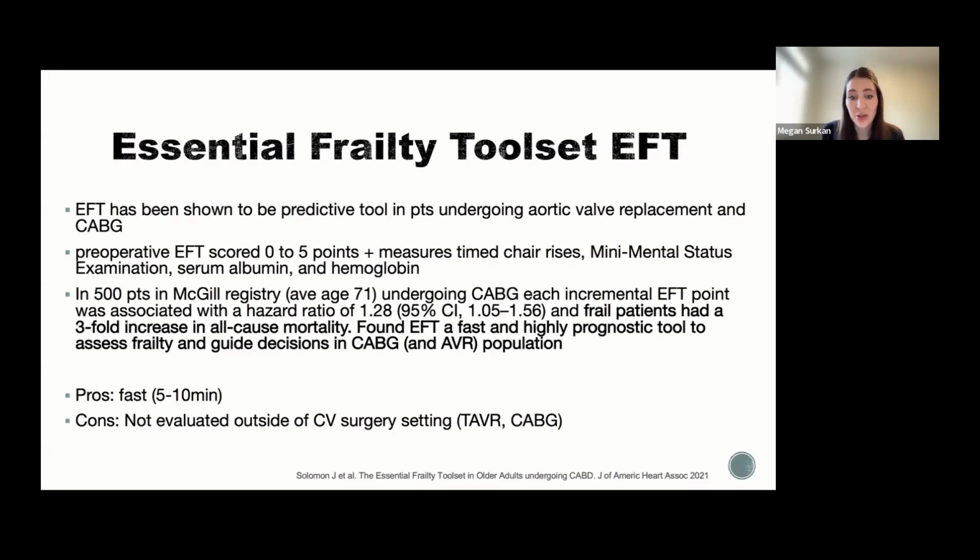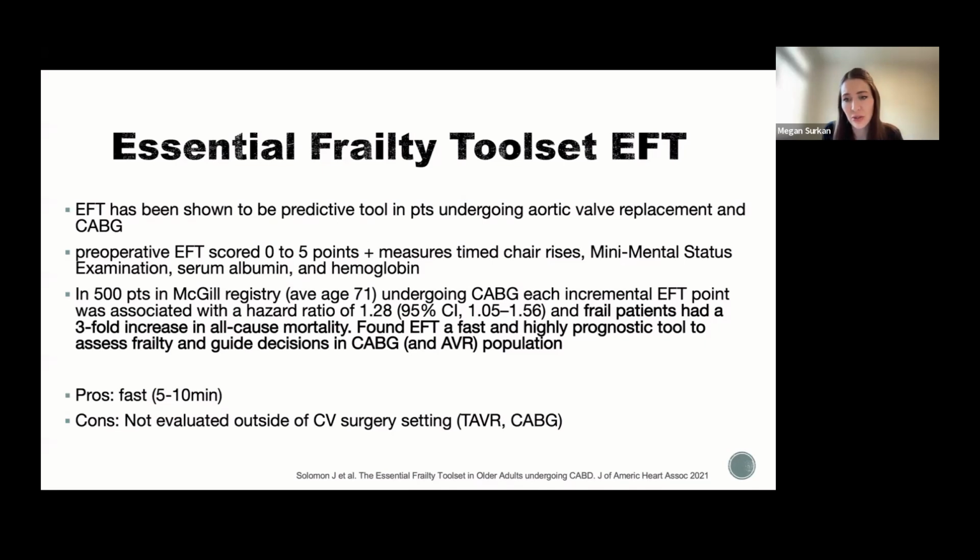There's also something called the Essential Frailty Toolset, or EFT. This was looked at in coronary artery bypass surgery and also TAVI patients. A pre-op EFT score was done. The things it measures are timed chair rises, so just standing up and sitting down from a chair, cognitive impairment measured by an MMSE, serum albumin, and hemoglobin. So 2 of these things are just lab values. They looked at this at McGill in a smaller study of 500 patients with an average age of 71, people undergoing bypass.